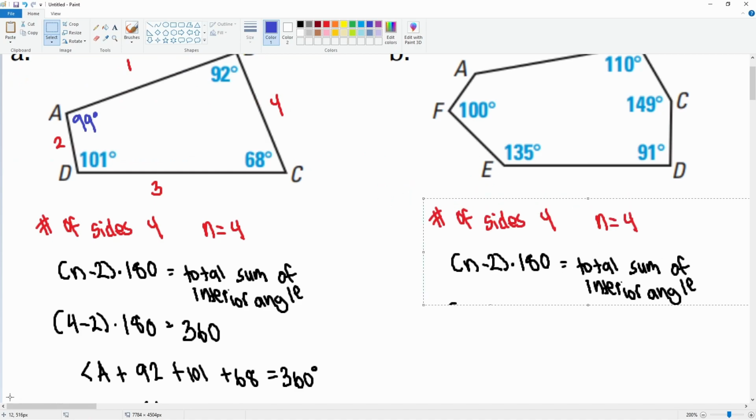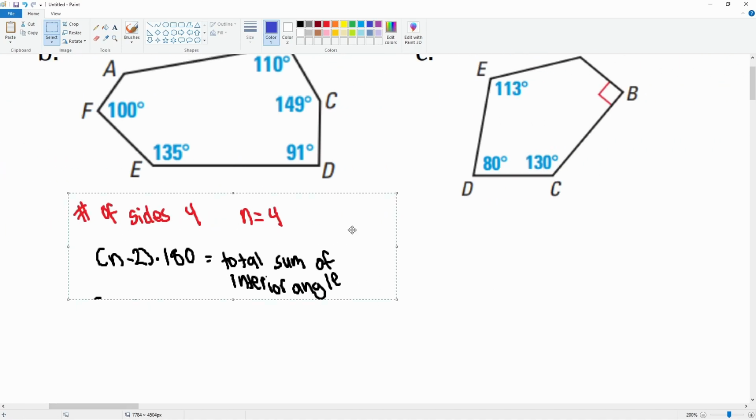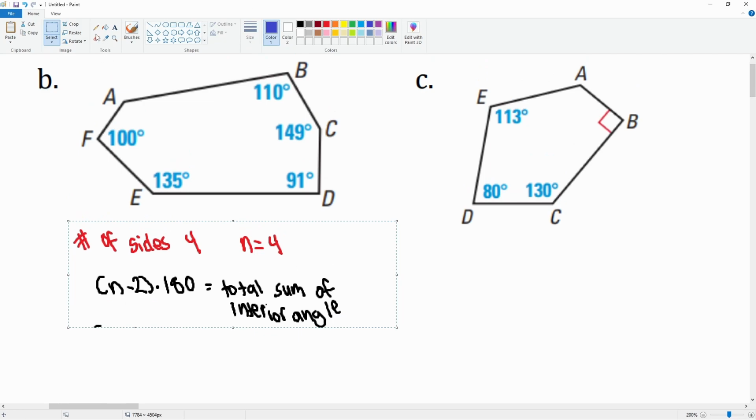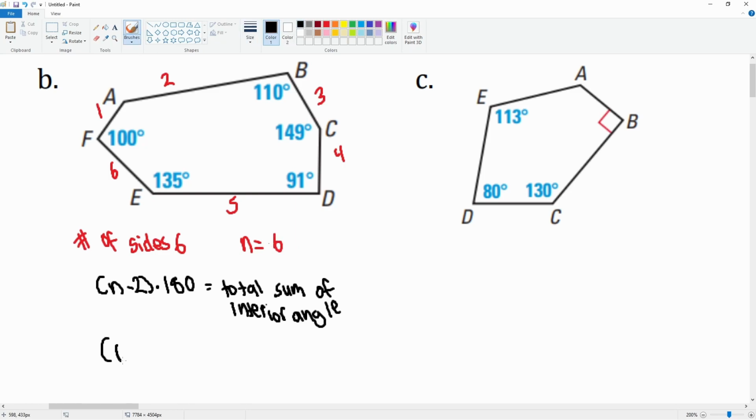So let's grab this formula here and use it for your other problems. I'm going to be using it also for question B. But I have to determine first of all, what is the number of sides? So here, let's count: 1, 2, 3, 4, 5, 6. So there's 6 sides. So n is equal to 6. Let's plug it into the formula. 6 minus 2 times 180 is going to be equal to my total sum of the interior angles. That gets me 720 degrees.